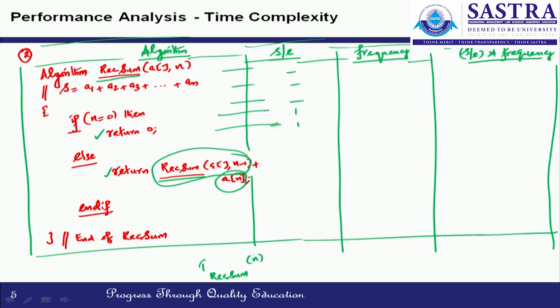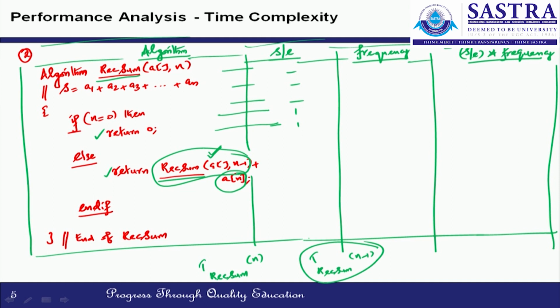That means T recursive sum of n represents the computational time to find the sum of the first n elements in the array. This recursive sum of a array comma n minus 1 has a significance of T recursive sum of n minus 1. That means the computational time of this recursive sum a array comma n minus 1 is T recursive sum of n minus 1. This is important.